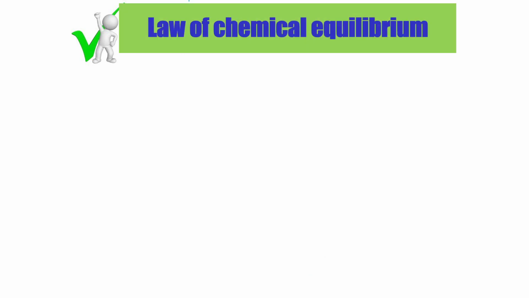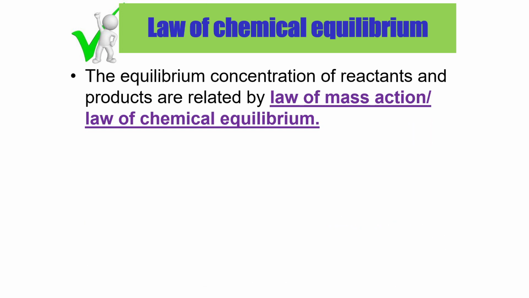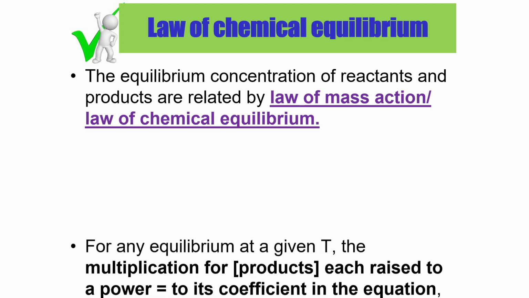So hukum keseimbangan kimia, law of chemical equilibrium. So law of chemical equilibrium states that the equilibrium concentration of reactant and product are related by law of mass action or law of chemical equilibrium. Okay, hukum tindakan jisim ataupun hukum keseimbangan kimia.